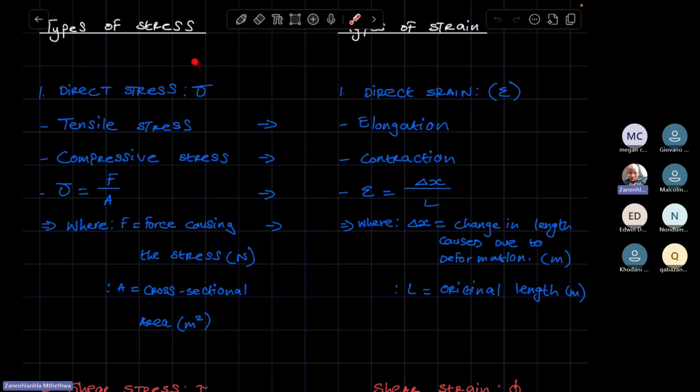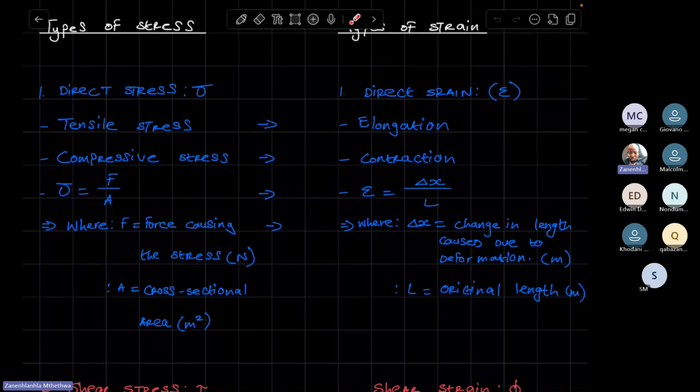So if you have direct stress, you get direct strain. Now, direct strain is what is caused if you subject a material to a stress or a force. So if you subject a material to direct stress, this is what is going to be induced, direct strain. This is the symbol we use for direct strain, and then to calculate direct strain, we use change in x over L.